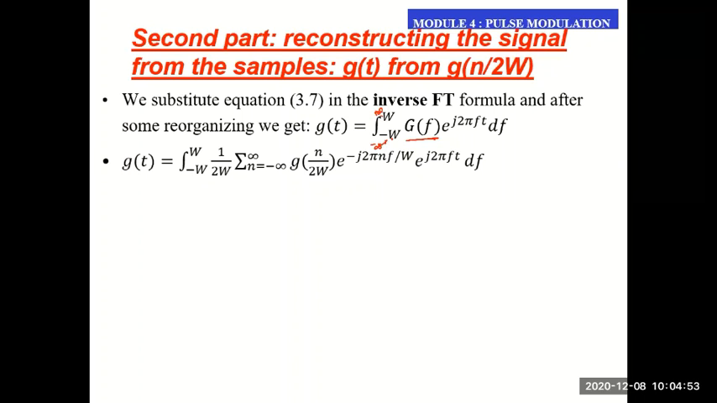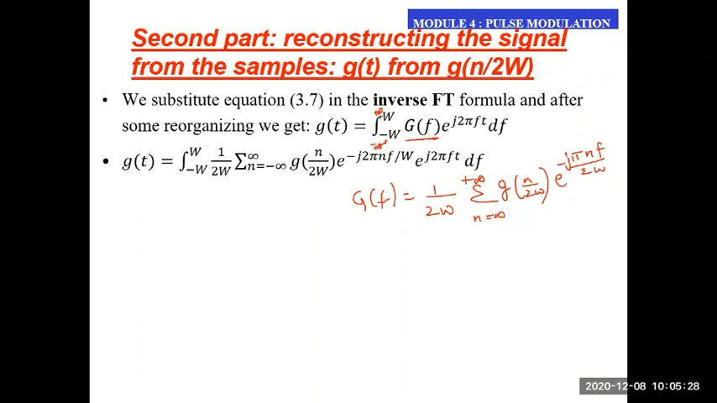You substitute and simplify. I want you to try it out by the time I take attendance. Equation 3.7 is this G of f. What did we write? G of f is 1 by 2W, summation n from minus infinity to plus infinity, using the samples, g of n by 2W into e to the power of minus j pi n f by W. The 2 got cancelled, right? I think it's right. Check.